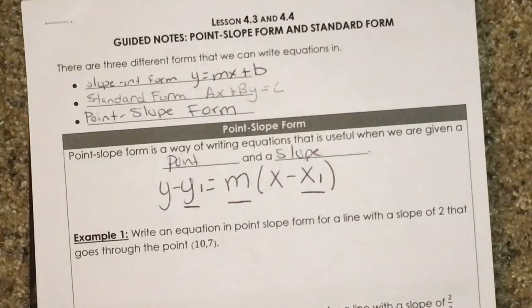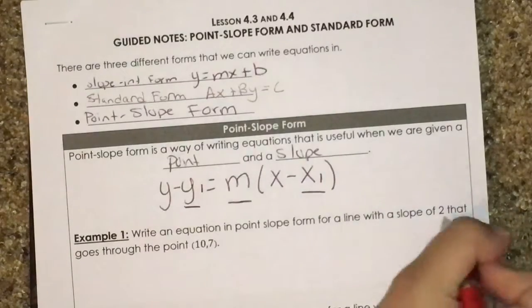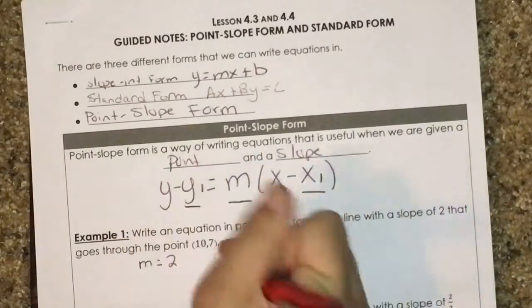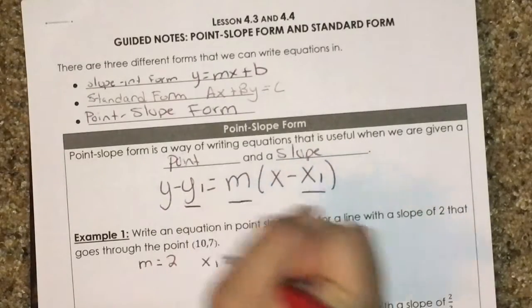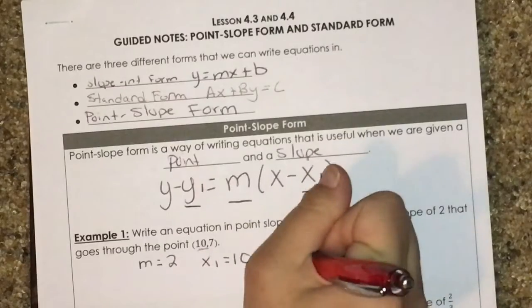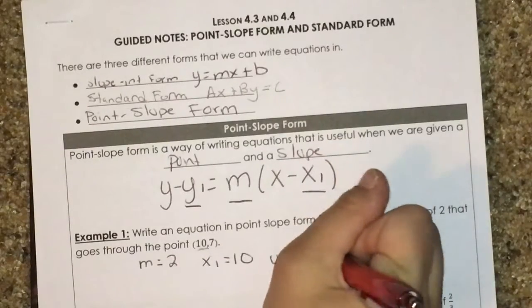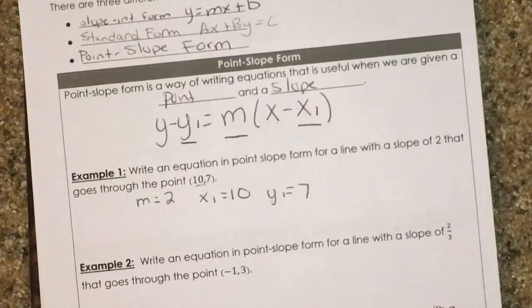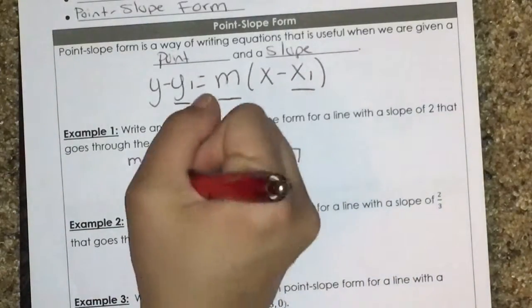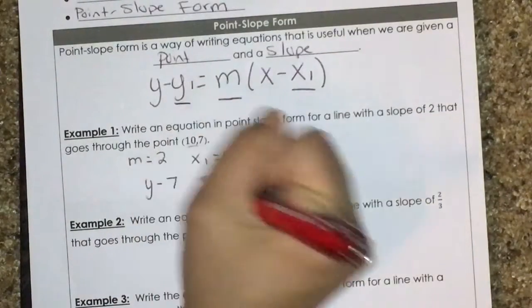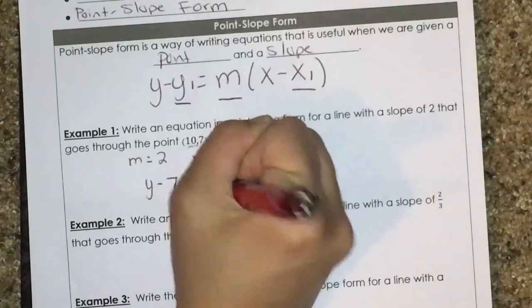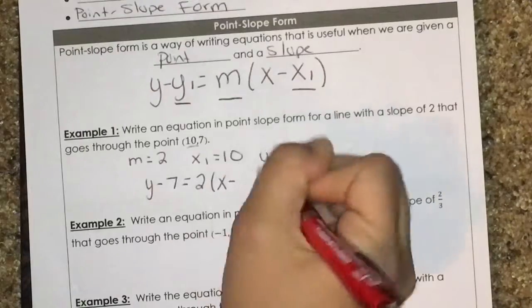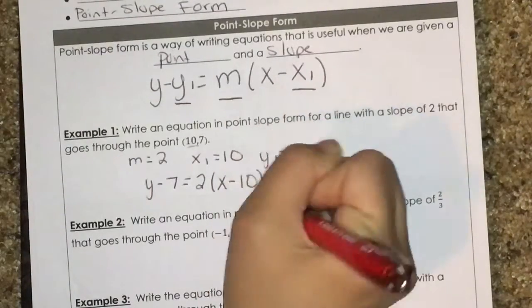So example 1 says write an equation in point slope form for a line with a slope of 2 that goes through the point (10, 7). So we've identified our m as 2. Our x1 is going to be the x coordinate, which is 10, and our y1 is going to be the y coordinate, which is 7. So we are quite literally just going to fill in to our equation. So y minus y1, which is 7, equals m, which is 2, times x minus x1, which is 10.